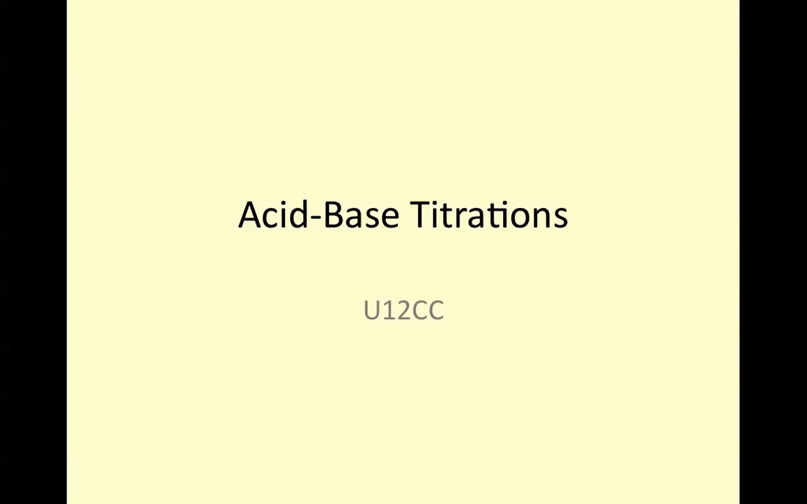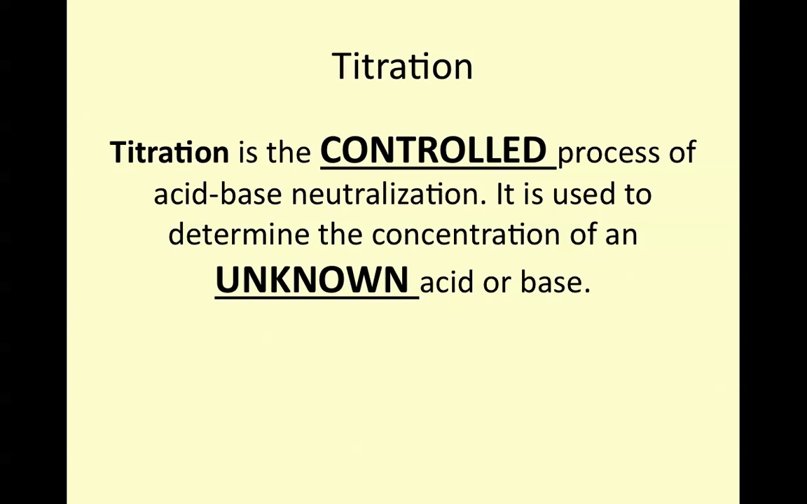Okay, welcome to Concept C. We're going to be looking at what we call acid-base titrations and also learning how to do specific calculations relating to this. So the actual procedure is a controlled process of an acid-base neutralization, which we talked about in the previous concept. This is used to determine the concentration of an unknown acid or base.